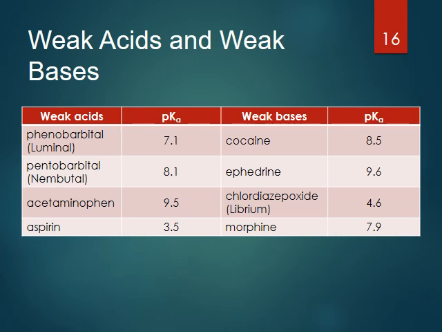Again, look at things like acetaminophen and aspirin, which fall in this weak acid category. Even the pKas can range pretty greatly between them. Versus some of the weak bases, so things like cocaine or ephedrine, chlordiazepoxide, which is a benzodiazepine, so it's very similar to something like alprazolam, or Xanax as a brand name for that, and then morphine falls in this category as well.